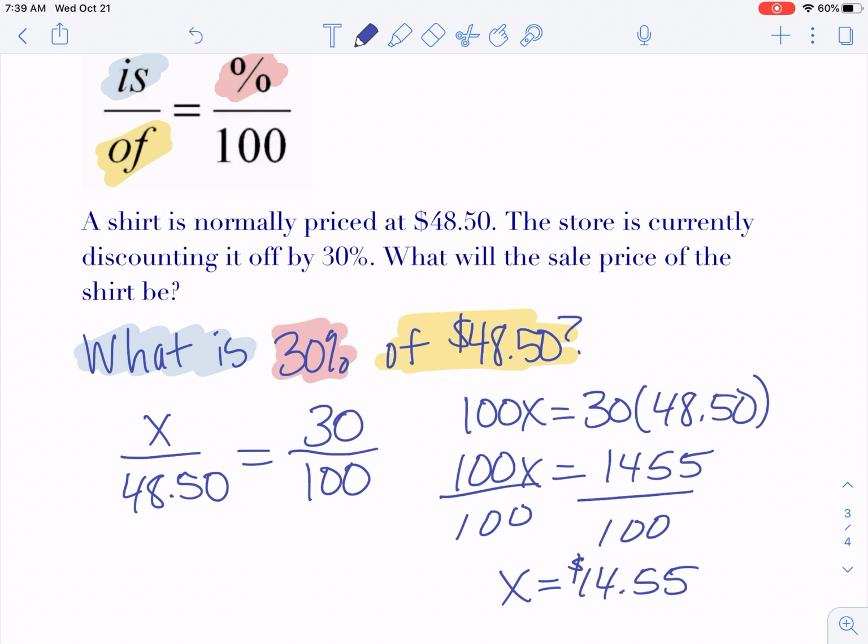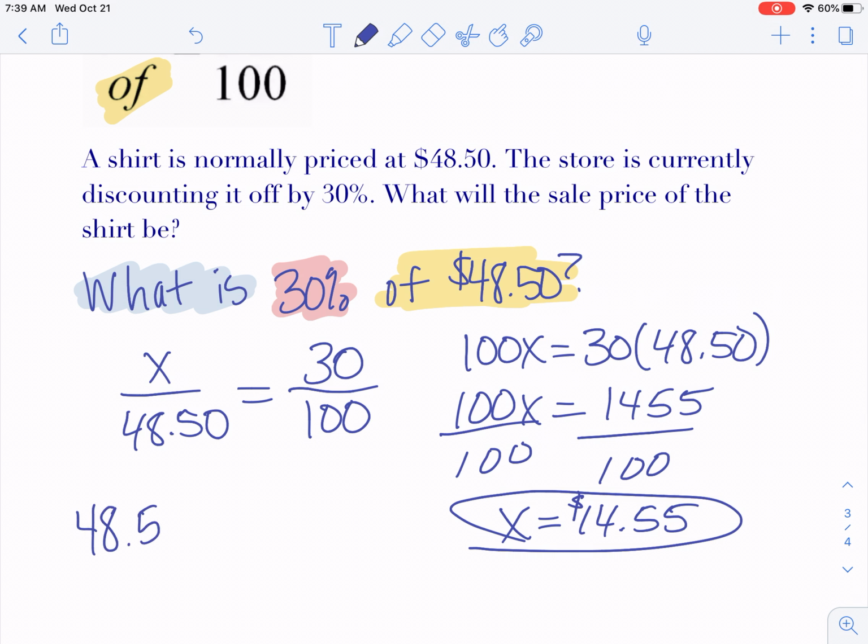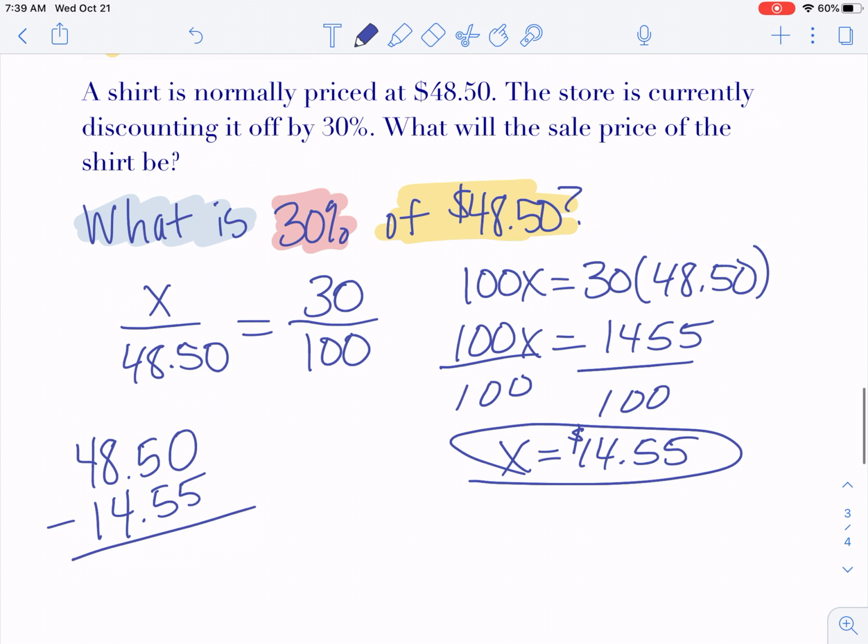I'm not finished though. The question asks me what the sale price of the shirt will be. This amount that I have found is how much will be taken off the regular price. So then I need to subtract that from the original price of $48.50. After doing that subtraction, I will get an answer of the sale price of $33.95.